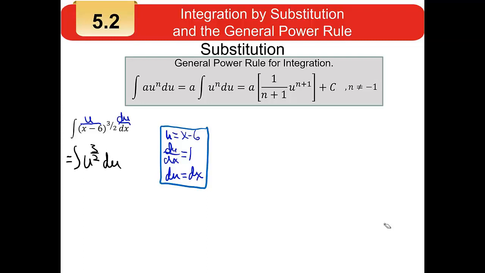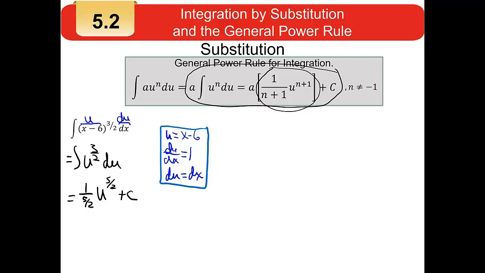Now you're ready to use your formula. Your formula tells you what to do. If there's a constant, you just write it down. In this case, there's not one. But basically what you do is raise the power of u by 1 and multiply by 1 over that power out front and add a plus c. So if you add 1 to 3 halves, you get 5 halves, because 1 is 2 halves, 3 halves plus 2 halves is 5 halves, and you divide by 5 halves.